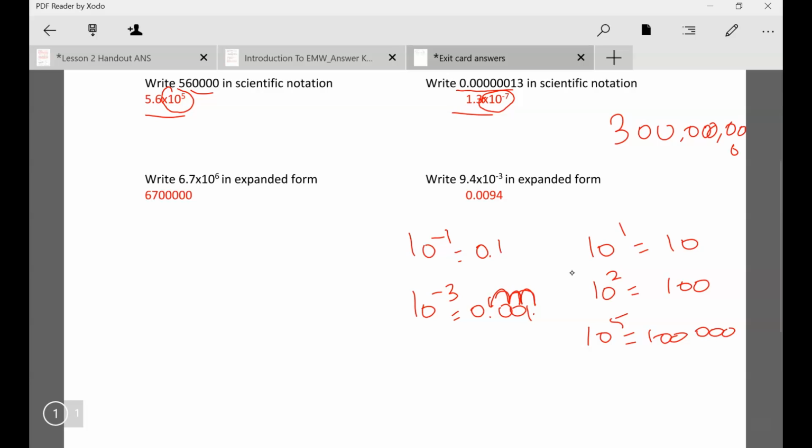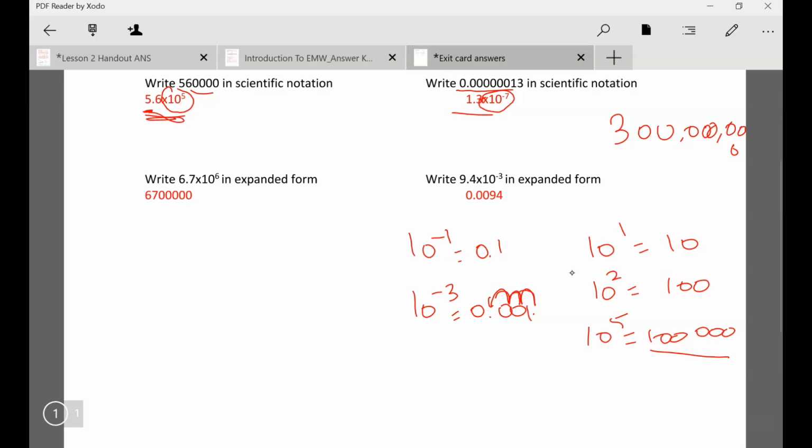Basically, what we're doing here is multiplying 5.6 by 10 to the power of 5, which is actually 100,000, and we get 560,000. That's the meaning of how we write scientific notation.